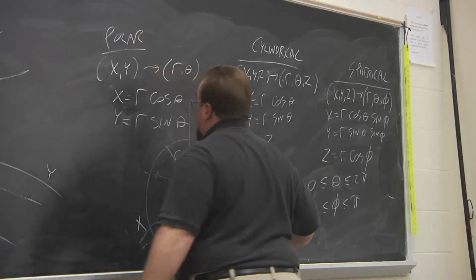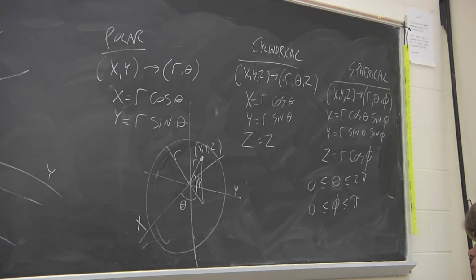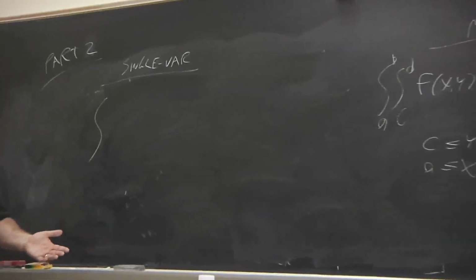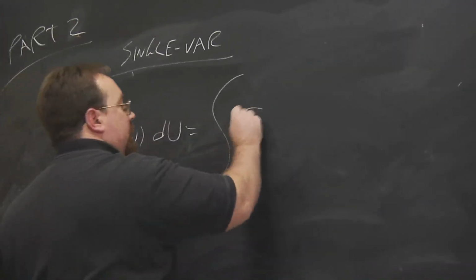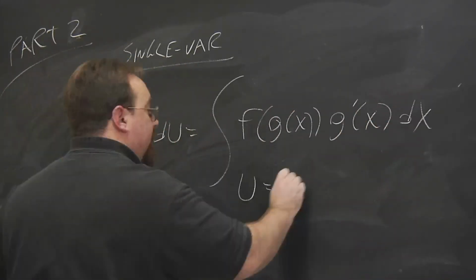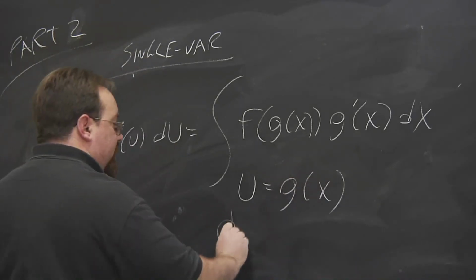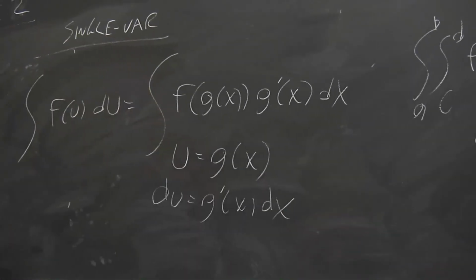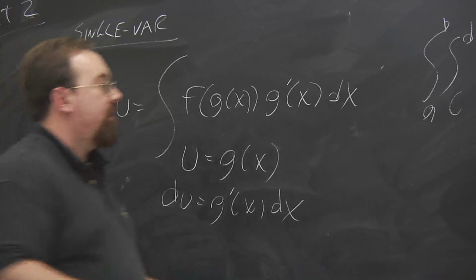Another thing that carries over from single variable calculus with regard to integrals, you recall the u substitution. The integral of f of g of x times g prime of x dx equals the integral of f of u du, where u is equal to g of x. So in other words, du equals g prime of x dx. So how does this generalize in the multivariable case?